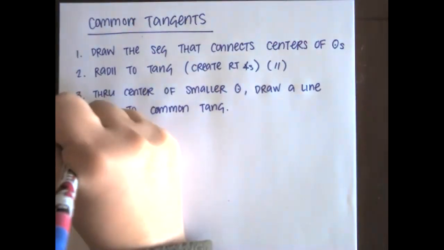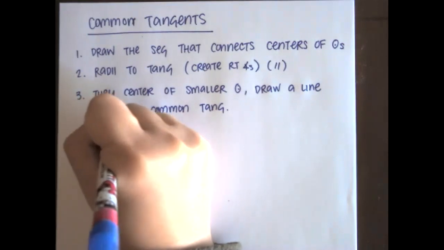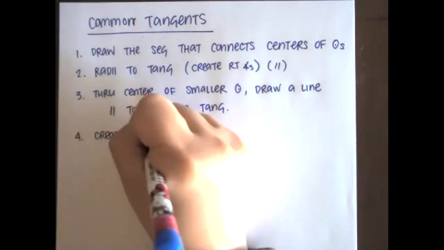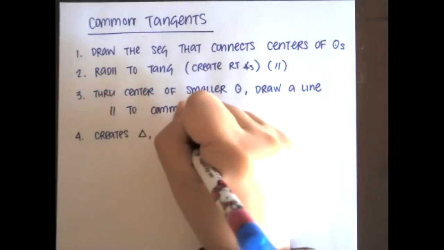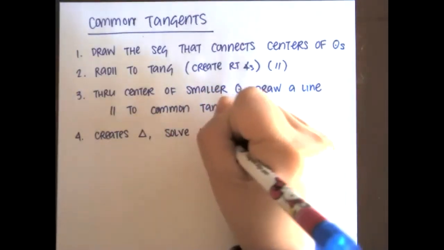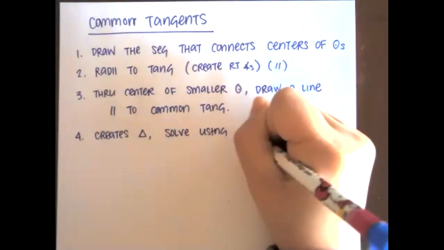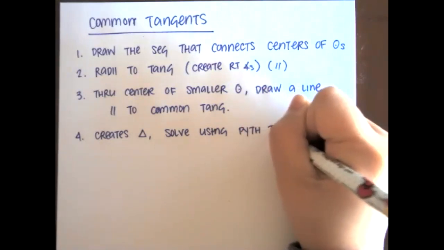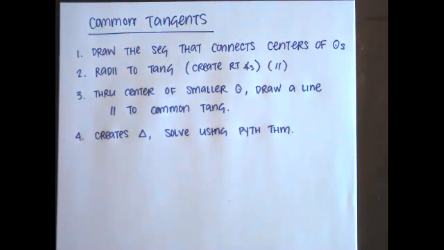This creates a right triangle, and then you can solve using the Pythagorean theorem. It seems like a lot, it seems a little weird, but I promise as you do these problems, it does get easier, and it's not that bad. You might even be able to do some of it in your head, actually.